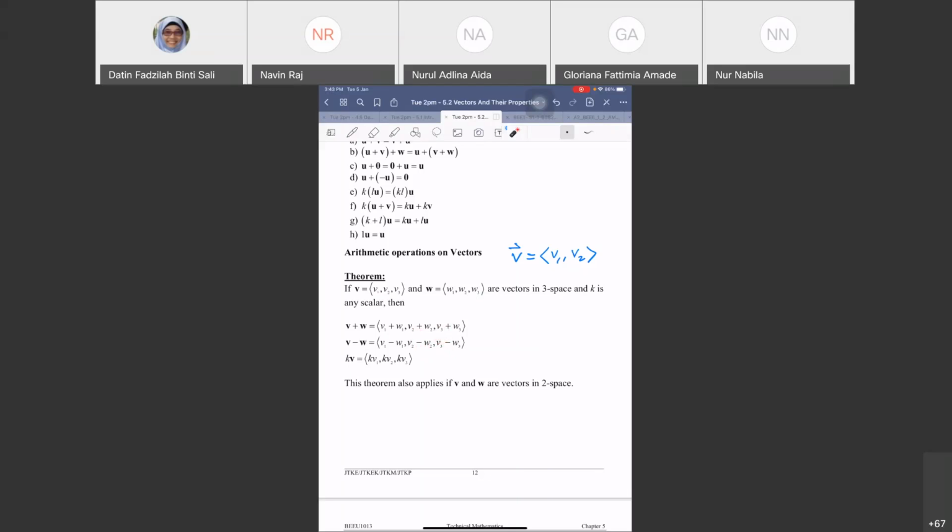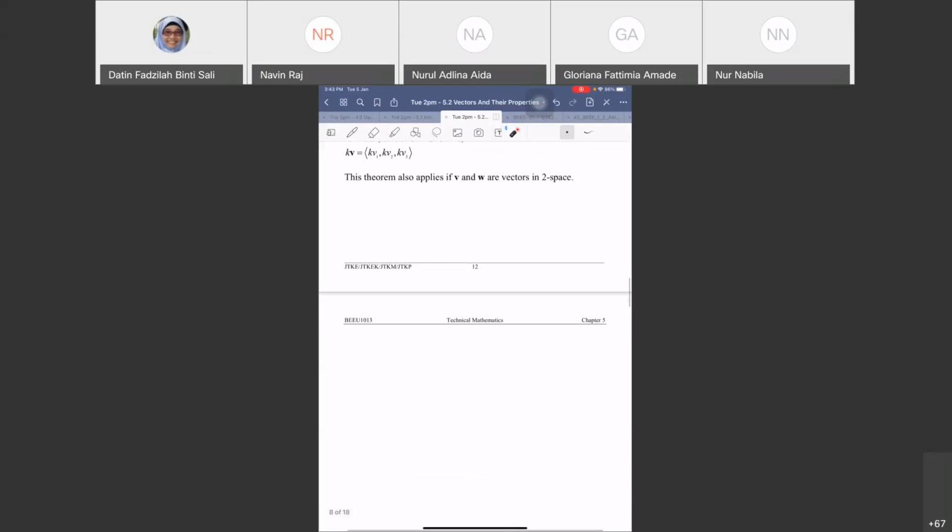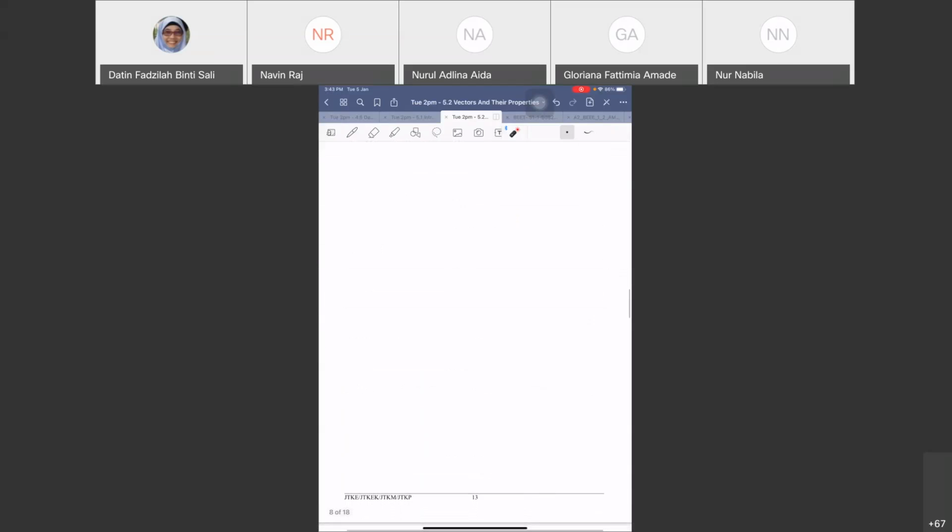And with scalar multiplication, you have a scalar K times V. That means you just multiply that scalar to each of the components. So you have that theorem. Maybe let's look at an example. We can do one quick example to make sense of what we talked about in terms of adding, subtracting, as well as scalar multiplication.